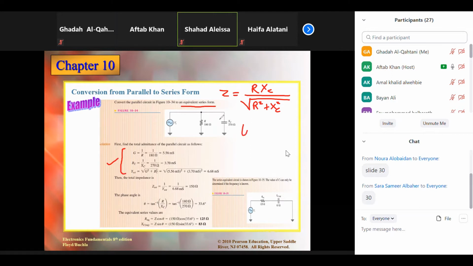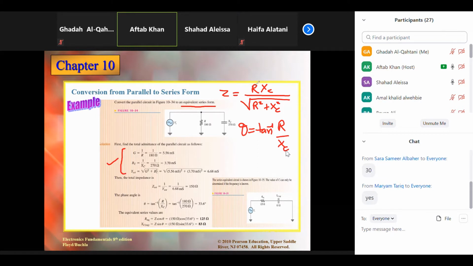And theta, what will be the theta? Tan inverse of R over XC. Absolutely right. It is parallel, that's why R over XC, right? So now you can directly calculate this way, or you can calculate the other way. Which one is easier? I think this one is easier. You can just quickly put this in and calculate Z and theta rather than calculating G, B, C and all.